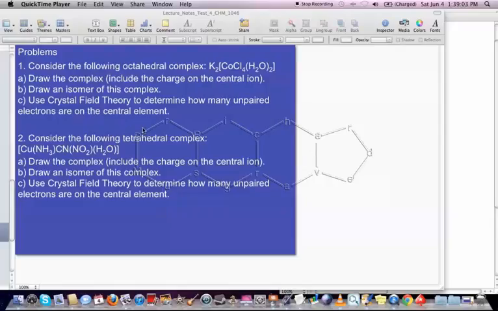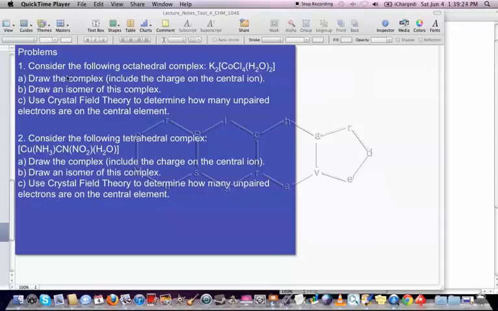I'd like to look at a few more examples of coordination compounds, and there are 4 questions here that we're going to look at. The first one is K2[CoCl4(H2O)2]. So we're looking at an octahedral complex. I know this because we've got 6 things attached to the cobalt, 4 chlorines and 2 waters.